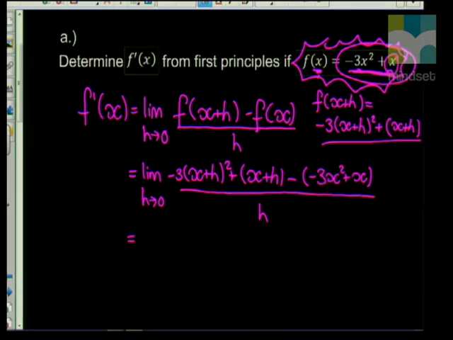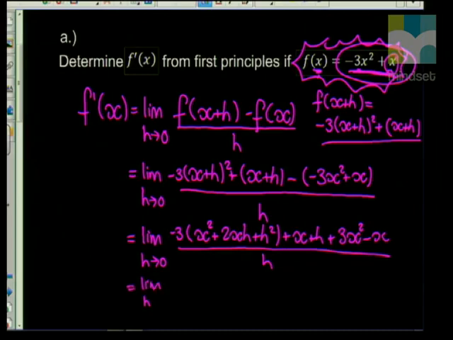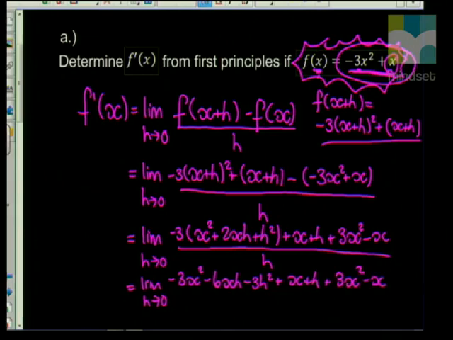Okay, now it's a case of tidying things up. We're going to have to multiply out, with h tending towards 0, and I have got negative 3 times x squared plus 2xh plus h squared. We just FOILed that out. I've got plus x plus h, and minus, then two negatives are going to make a positive, 3x squared minus x, all over h. Distributing our 3, can you see I'm writing limit every single time? Distribute your negative 3, so we've got negative 3x squared minus 6xh minus 3h squared plus x plus h plus 3x squared minus x, all over h.